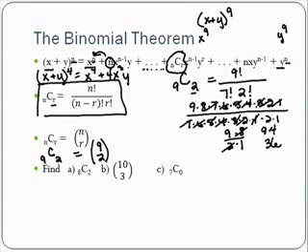Okay, so using our formula, let's see if we can find these combinations. A says find the combination 8 choose 2. Here's our formula up here. The first value is the n, so we have 8 factorial over 8 minus 2, or 6 factorial, times 2 factorial.